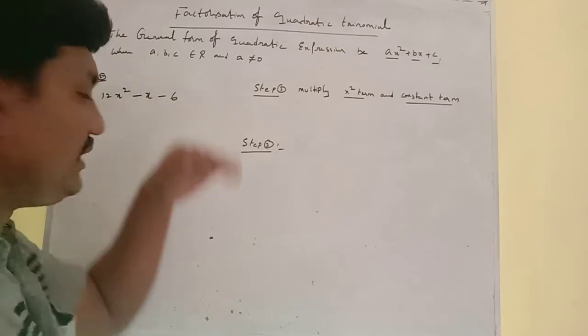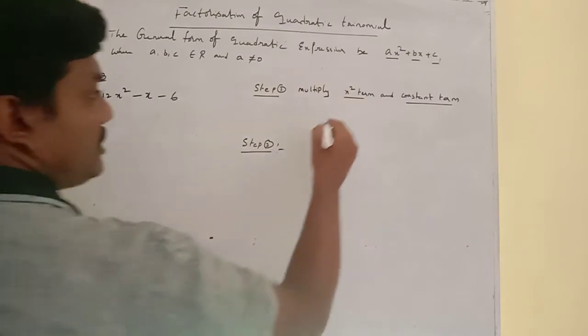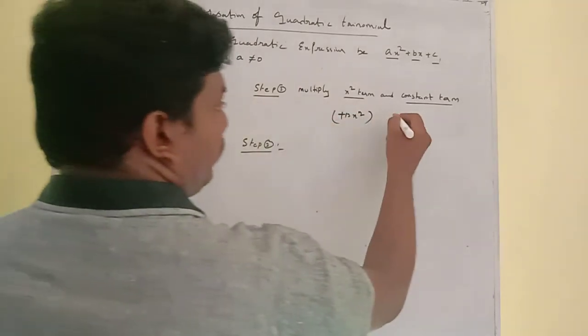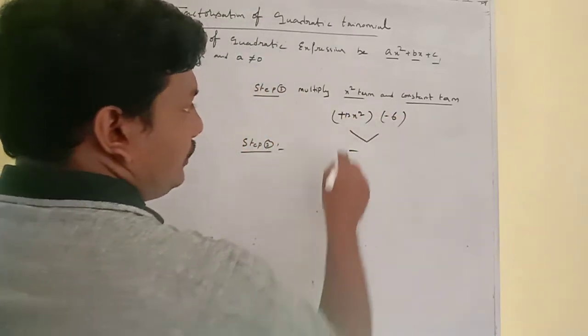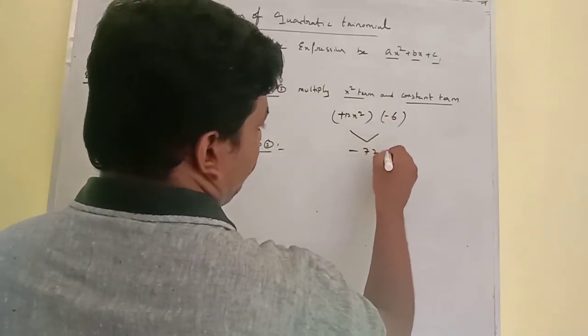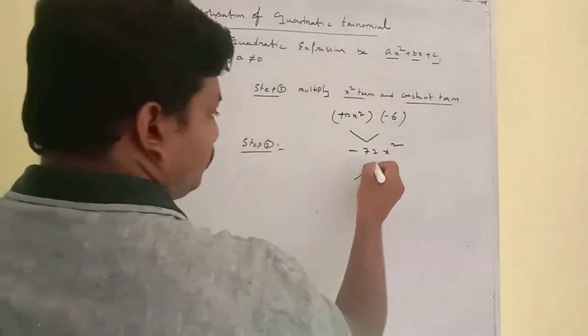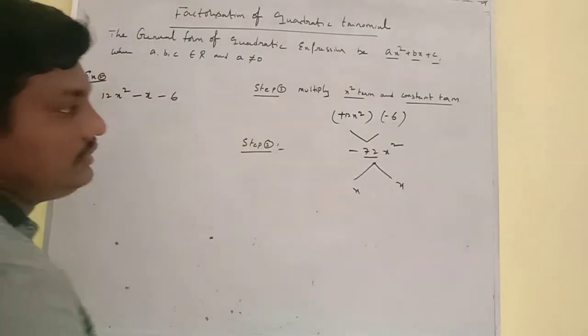So now it is 12x square. So this is not a monic quadratic expression. The x square term here is plus 12x square, and the constant term is minus 6. So if you multiply plus into minus, minus, 12 times 6 is 72x square. So 72x square. So now we are going to split this, x and x. This 72 can be split.